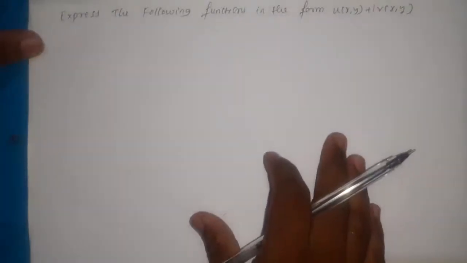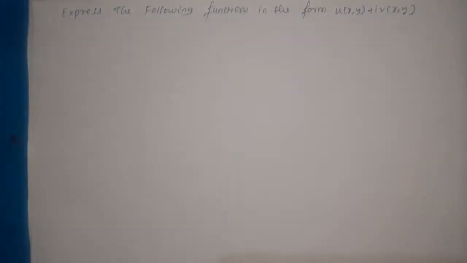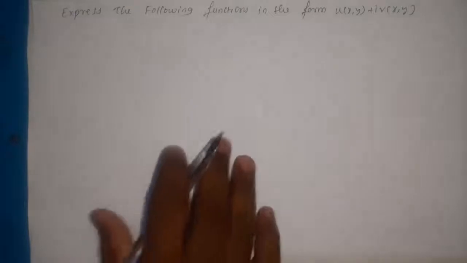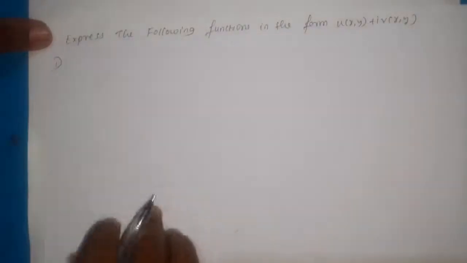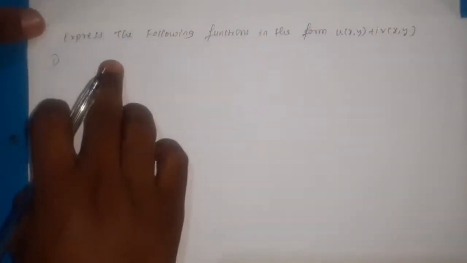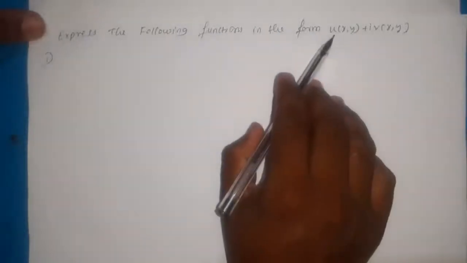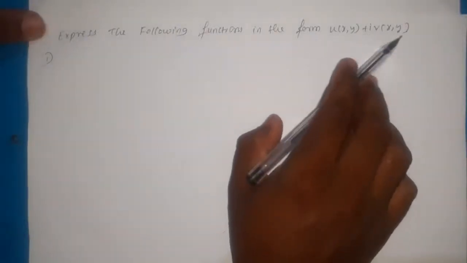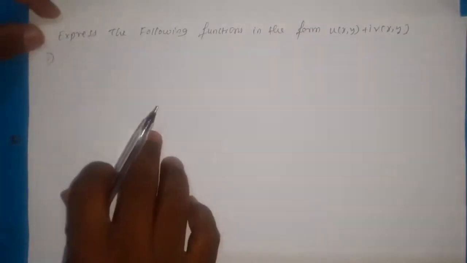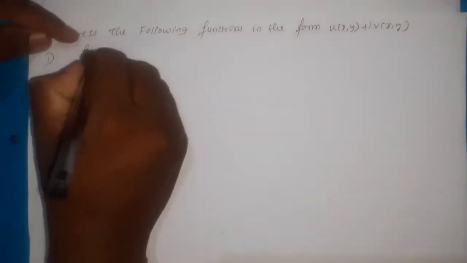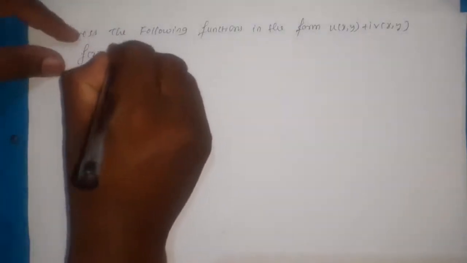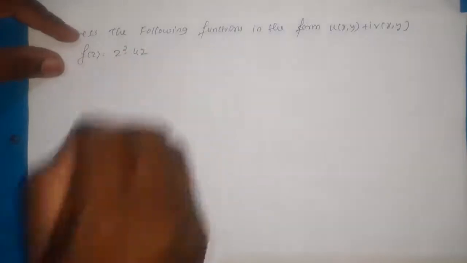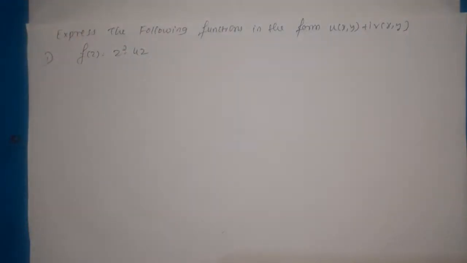So let us discuss the examples. Let us consider the first example. Here we need to express each function of a complex variable as u of x comma y plus i v of x comma y. Now f of z is equal to z square minus 4z, which is the function of a complex variable.